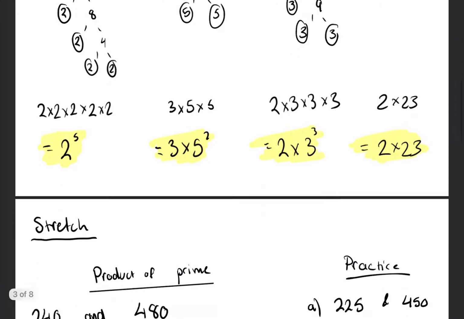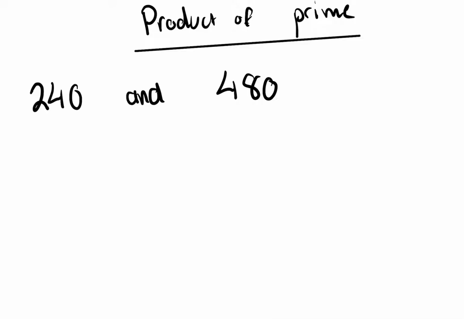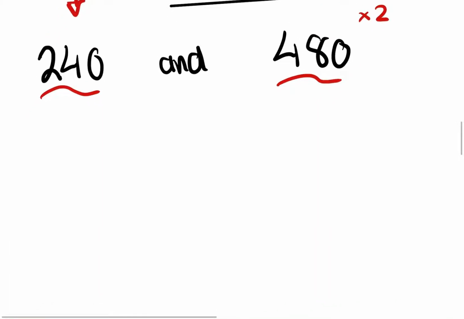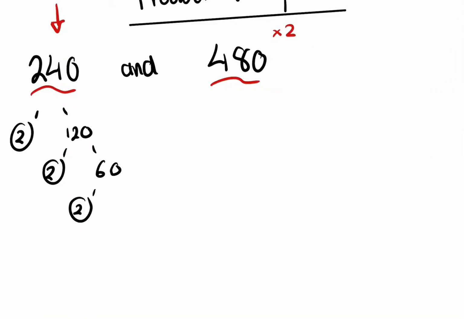Okay. Right. Here's a stretch one. It's a similar thing from earlier. What we noticed straight away? Well, 240 and 480. Well, the 480 is multiplied by 2. So whatever we get here, we're just going to multiply it by 2 to get our 480. So let's do the 240 first, and then we're just going to add a multiplication of 2. So 2, 120, 2, 60, 2. And the reason I always start with 2 is it's just easier.